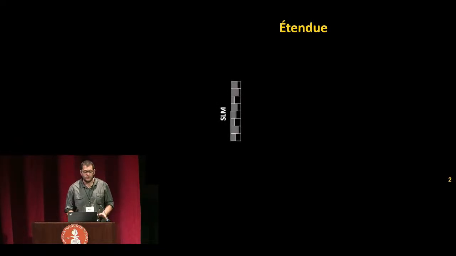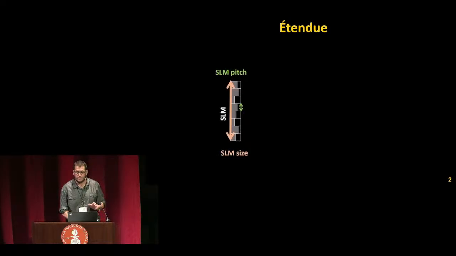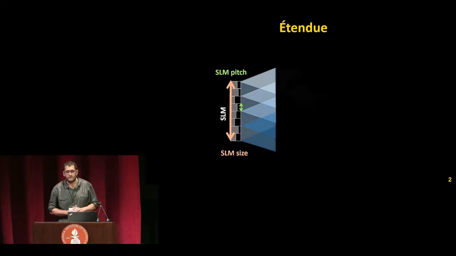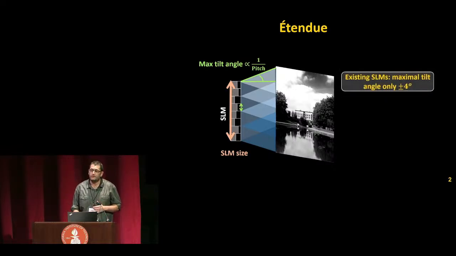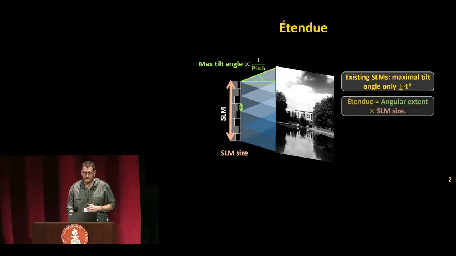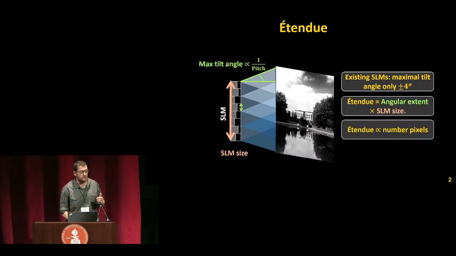Now, the SLM has two main physical properties which dictate its capability to act as a display: its size and its pixel pitch. The maximum angle at which the SLM can tilt light is inversely bounded by the pitch. In practice, existing SLMs today can only tilt light over tiny angles of plus minus 4 degrees. The multiplication between the SLM size and the angular extent is known as the etendue, and it's proportional to the number of pixels in the SLM.